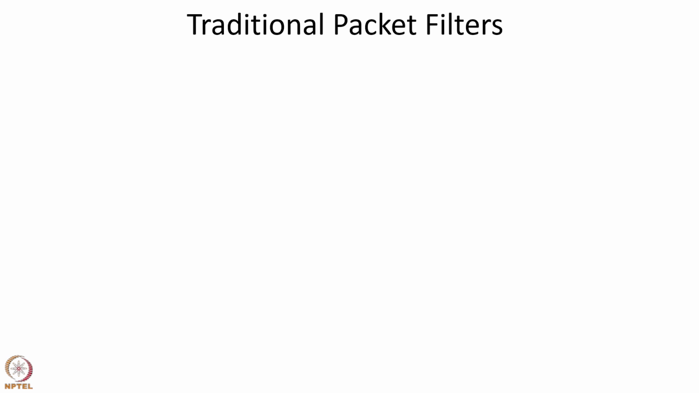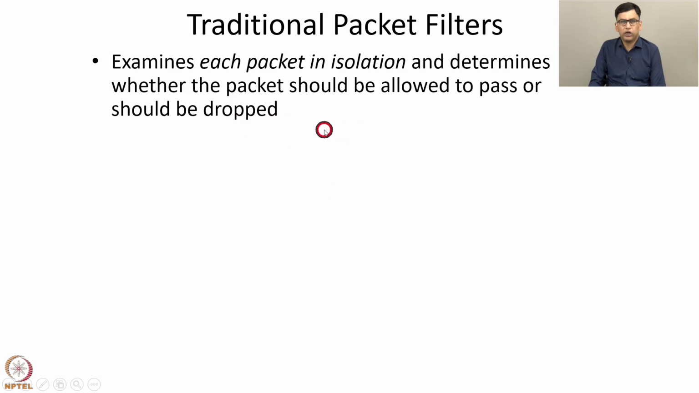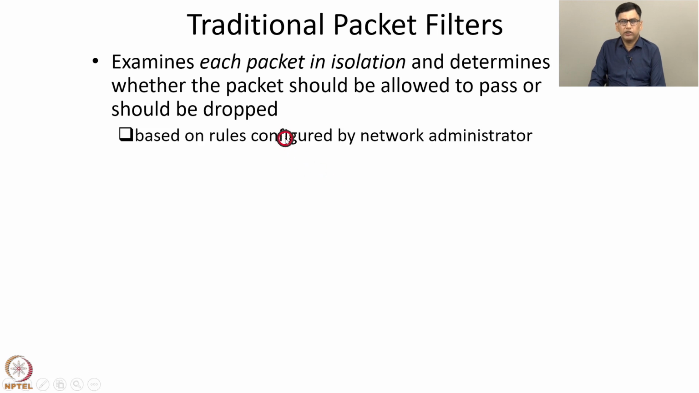We start with traditional packet filters. A traditional packet filter examines each packet in isolation and decides whether the packet should be allowed to pass or it should be dropped. Traditional packet filters do not store any state about which packets were examined in the past and so on. So this decision of whether the packet should be allowed to pass or dropped is based on rules configured by the network administrator.